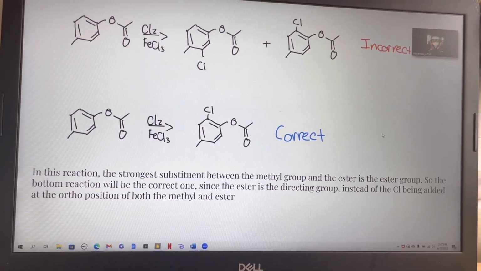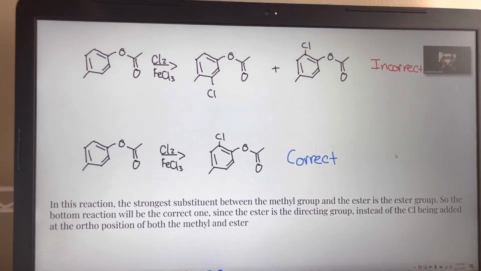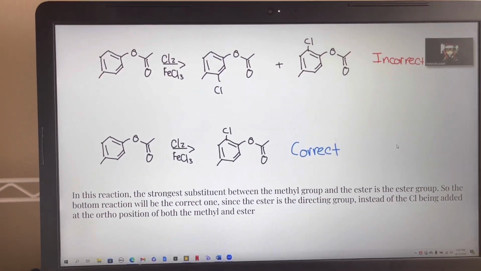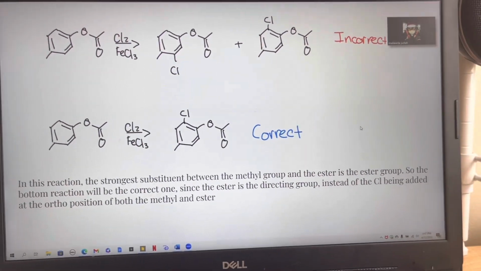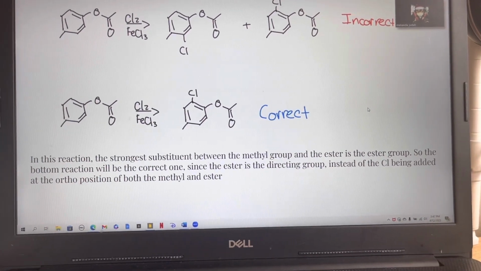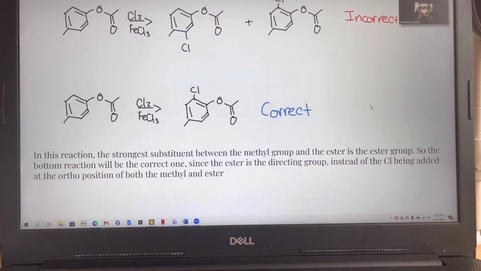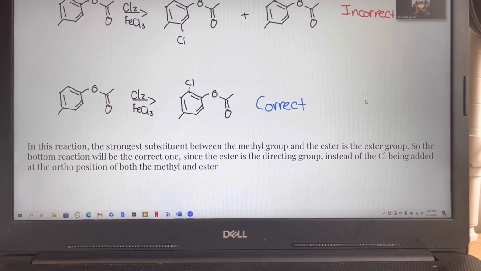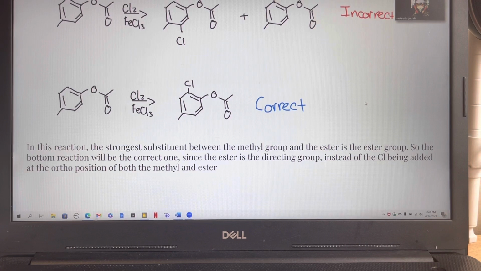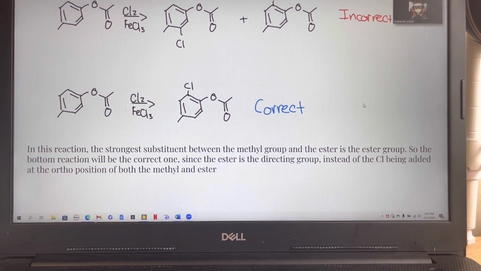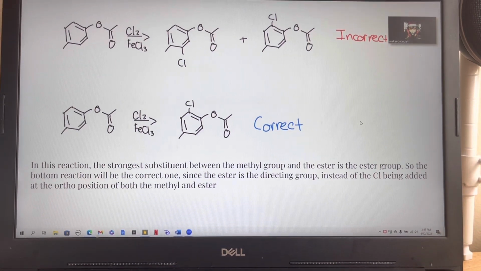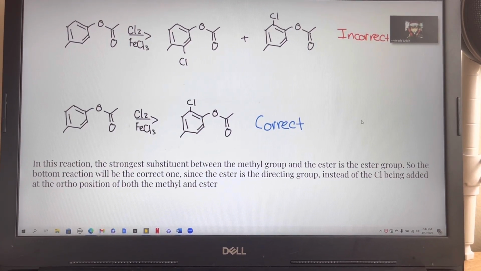So in our reaction at top, it is incorrect because the Cl is being directed ortho to both the methyl group and the ester group. But the bottom one is the correct product because the Cl will only direct to the ester group because it is a stronger activator than the methyl group.